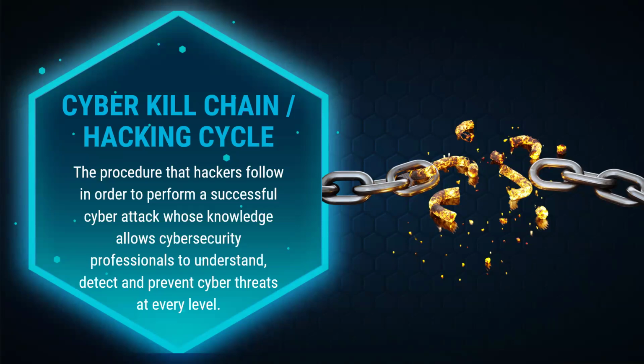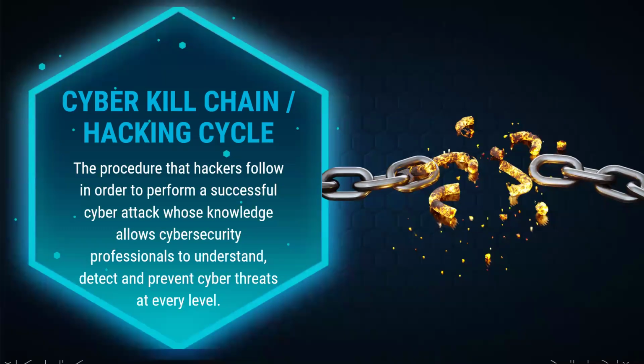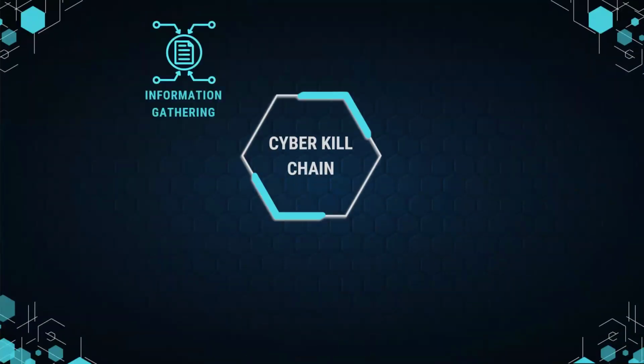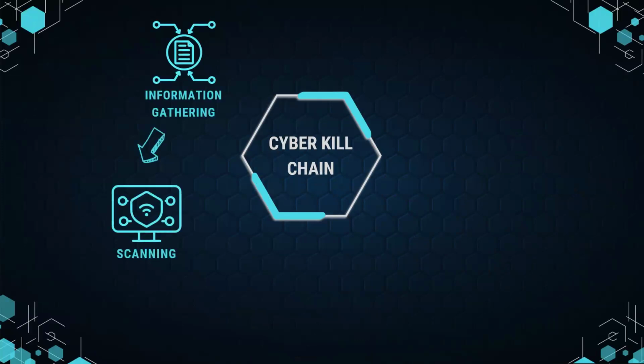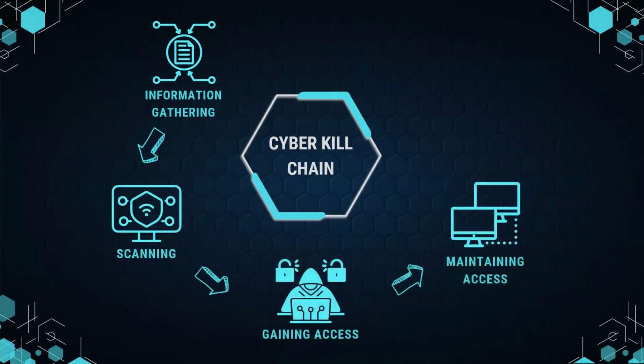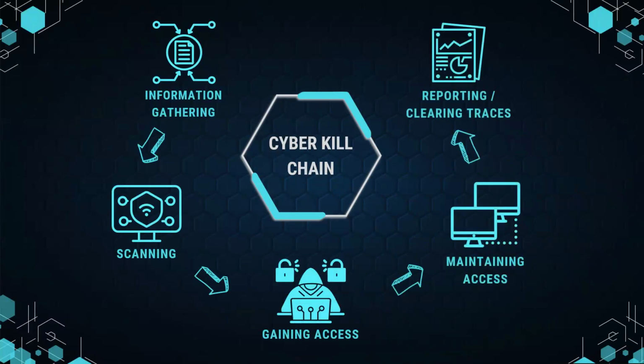This cyber kill chain consists of 5 important steps: information gathering, scanning, gaining access, maintaining access, and reporting or clearing traces. These are the 5 steps involved in this hacking cycle. Our entire course is going to revolve around the practical, hands-on implementations of the various operations in these 5 steps. Any questions or doubts up to this point, before we get into what these 5 steps are, where I'll explain briefly about each of these?